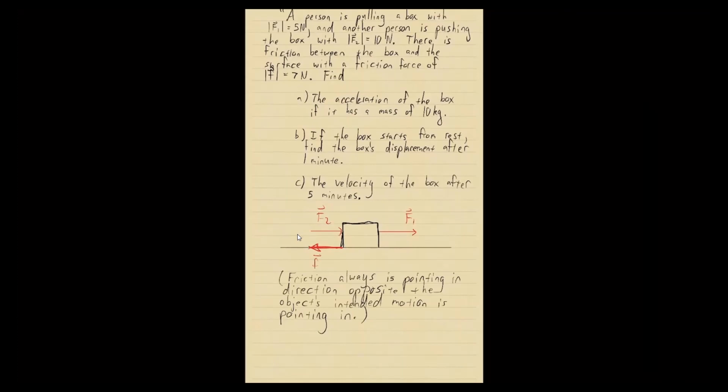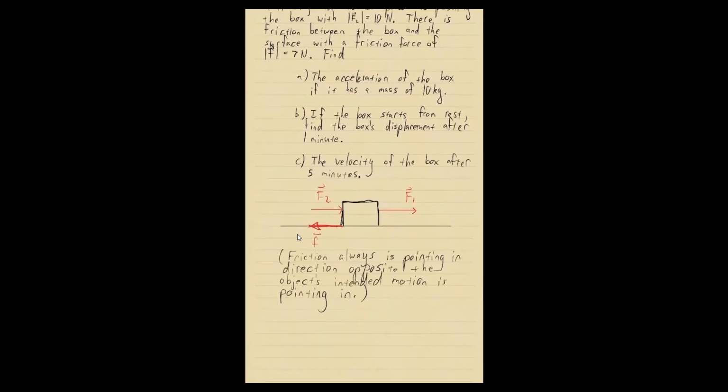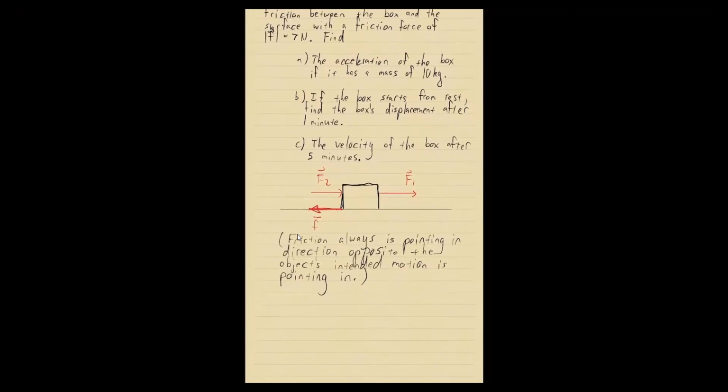And so let's try and solve this. Okay. So in this case, we have two forces pointing to the right, F1 and F2, and then we have the friction force pointing to the left. So first, we're going to add up all of our forces together. That's going to be equal to the mass of the box times our acceleration.